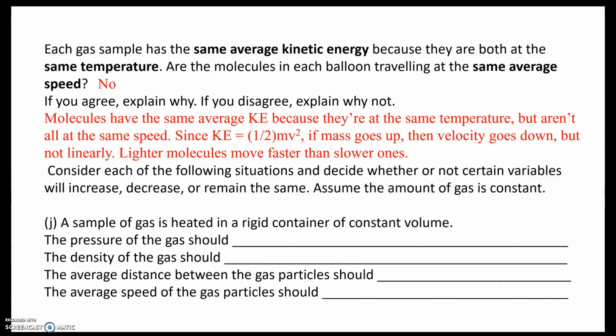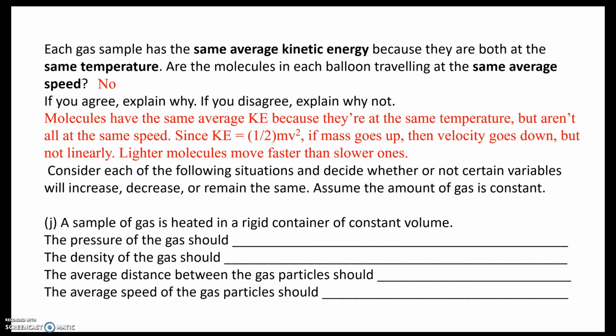Because molecules have the same average kinetic energy because they're at the same temperature, but they're not all at the same speed. If you've taken physics, you know that kinetic energy is 1/2 times the mass times the velocity squared. So if mass goes up, then velocity goes down, but not linearly. The lighter molecules move faster than the heavier ones.